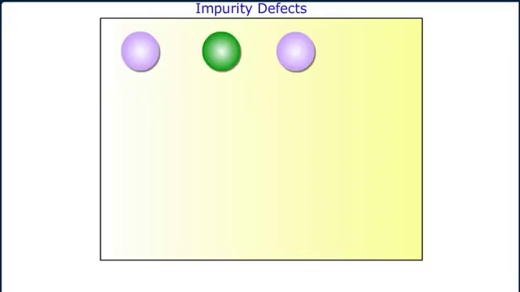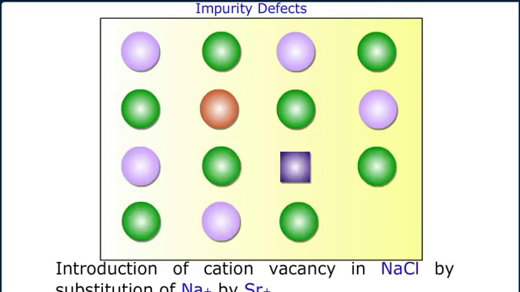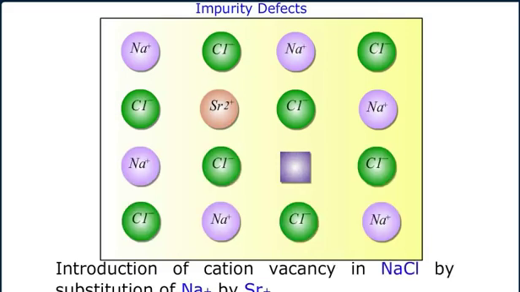Click on the corresponding impurity defects. One such example of impurity defect is introduction of cation vacancy in NaCl by substitution of two Na+ ions by one Sr2+ ion.